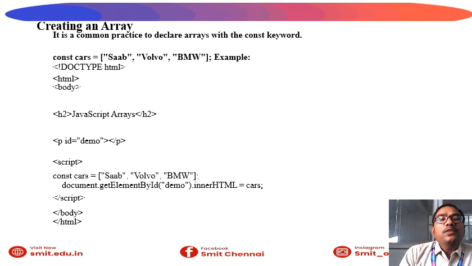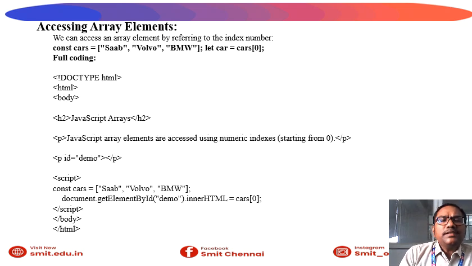Next, we can use the const keyword to create an array, that is const, the name of the array and the corresponding values, which are given inside the square brackets with the double quotes. Next is accessing the elements of the array. We know that arrays are referenced using the index number, which starts from 0. So you can access the element by giving the index number.